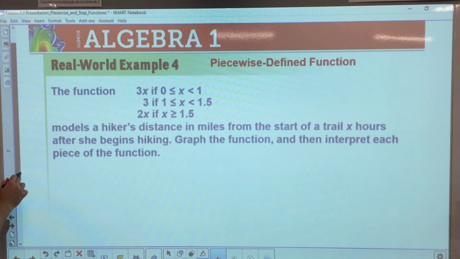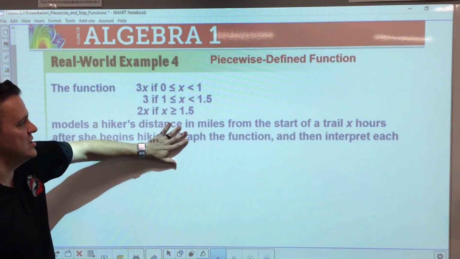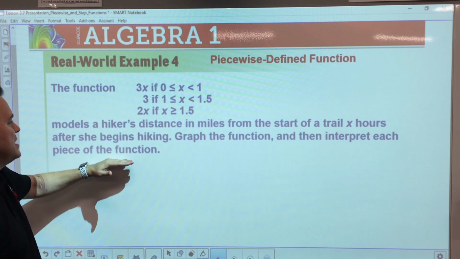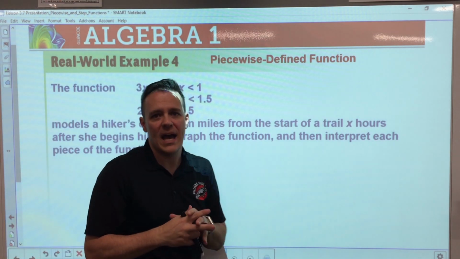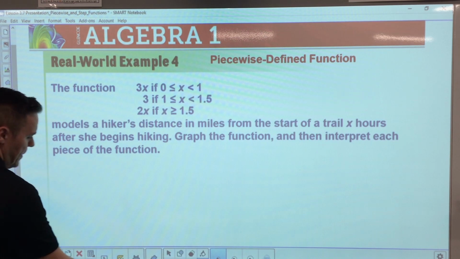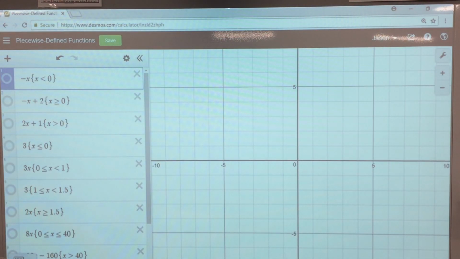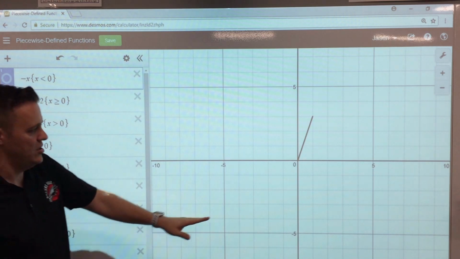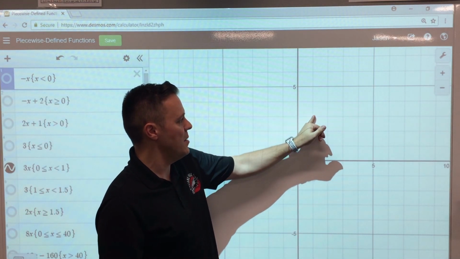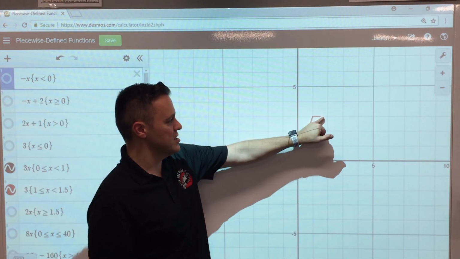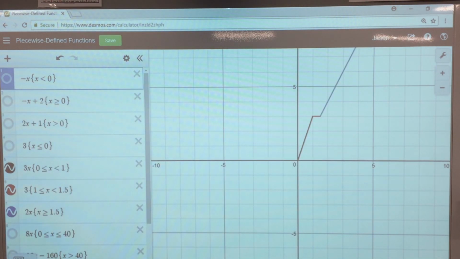Okay, next, real-world functionality. The function models a hiker's distance in miles from the start of a trail x hours after she begins hiking. Graph the function and then interpret each piece of the function. When I wrote this out, I was like, oh, this is going to be weird. But ladies and gentlemen, I thought it was really cool. Okay, when you do it on Desmos, piece by piece, the first piece is 3x, and you put your little restriction on. You can see it starts here and moves up. The next one is 3. Look at that. Moves over just a little bit. And then your final piece is 2x.